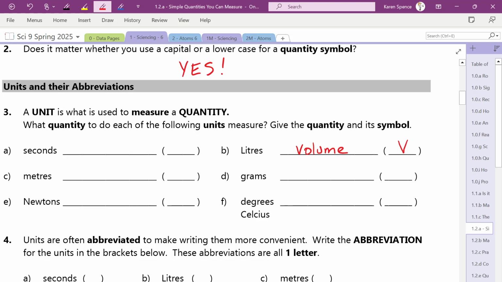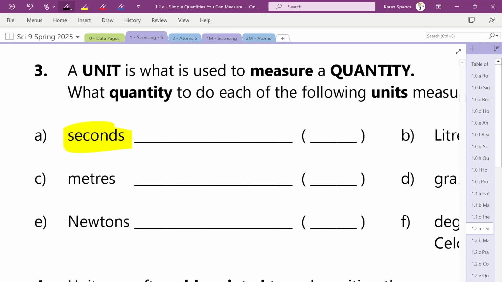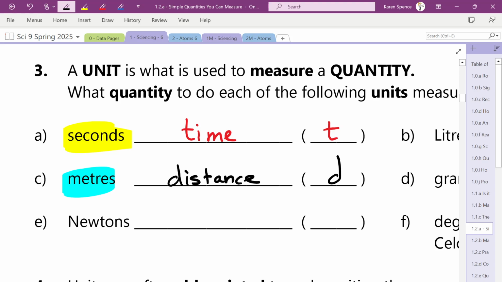Seconds measures, what does seconds measure? Seconds measures time. And the symbol for time is capital or lowercase t? Lowercase t. What does meters measure? Distance. Capital or lowercase d? Lowercase d. Meters can also be length.